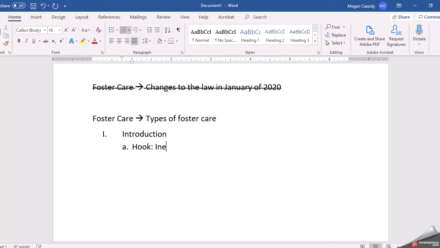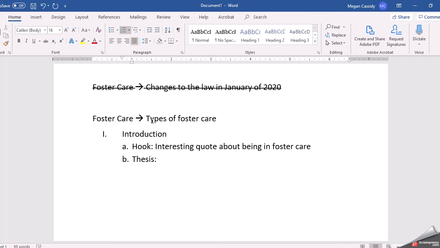So, an interesting quote about being in foster care. And then we would have our thesis. Now, for an informative essay, you're going to have a neutral tone and an unbiased way of writing, but you still have a thesis that gives an overview of your paper.